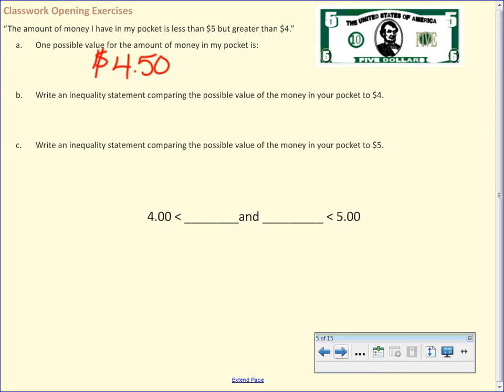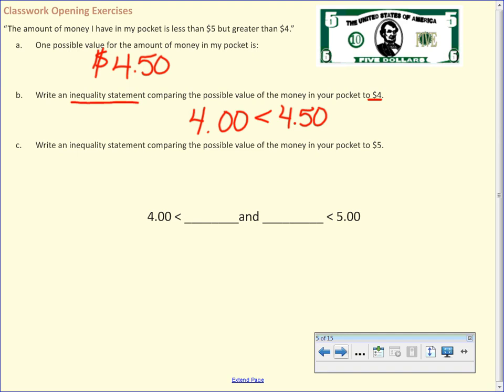So now we want an inequality statement that compares the possibility of $4.50 to the $4. So how could I write that? I want an inequality statement, so I want to use one of my symbols. $4 is less than $4.50. Right, perfect. That's my inequality statement. Is it different if you write $4.50 first? No, you can put it the other way around as long as you flip the symbol.